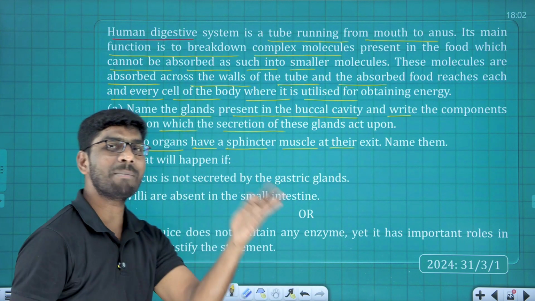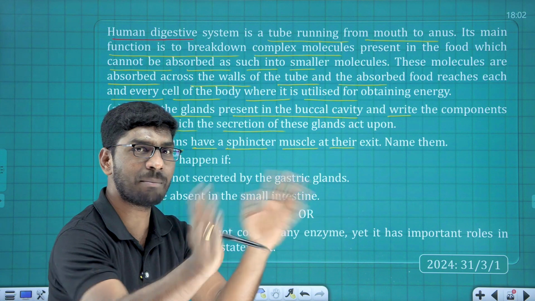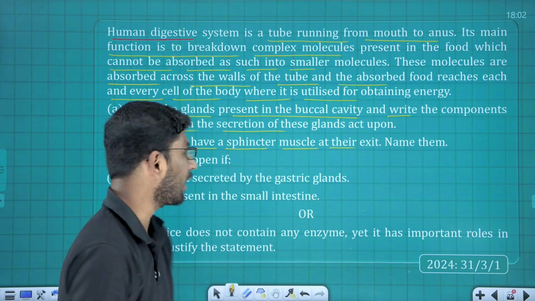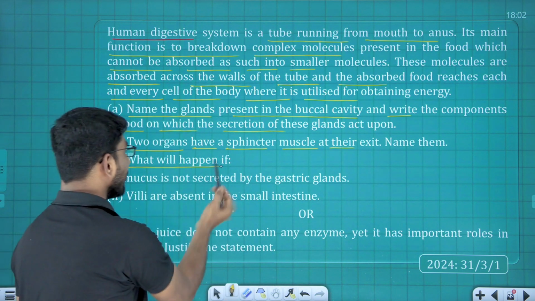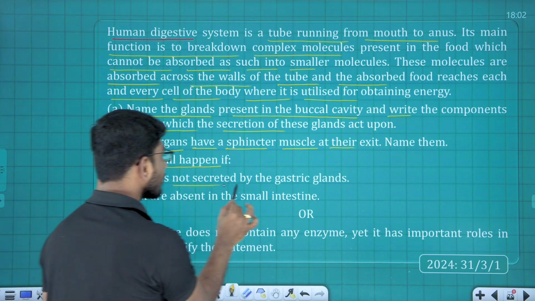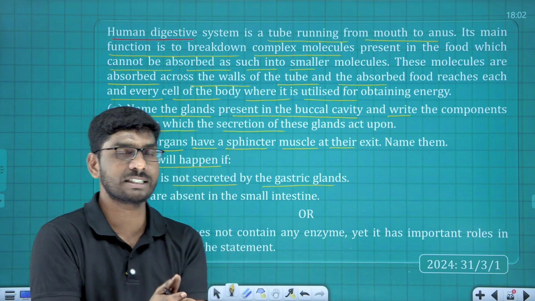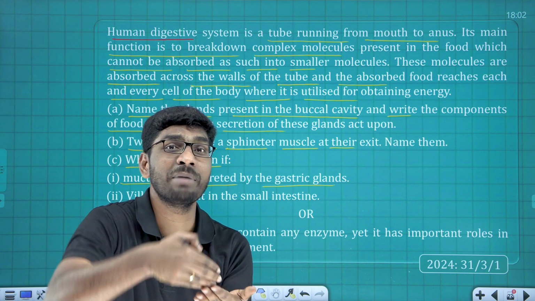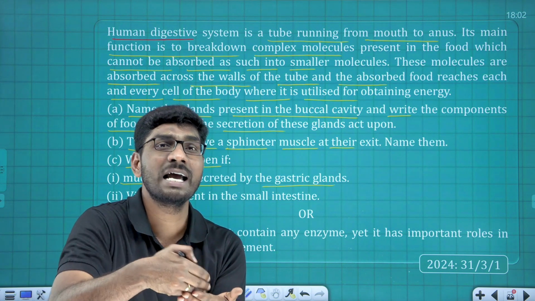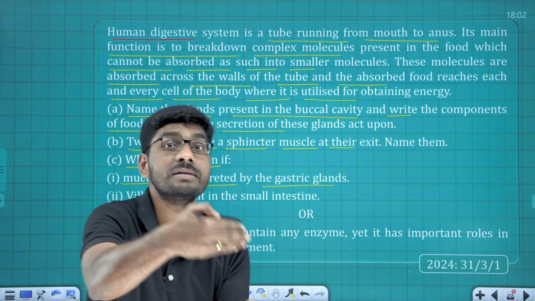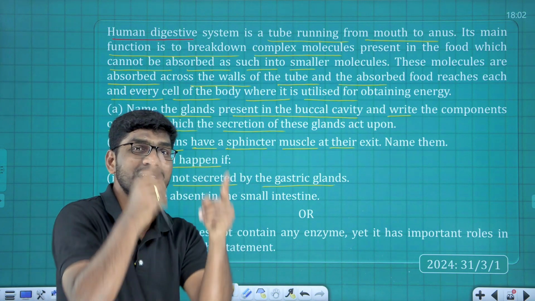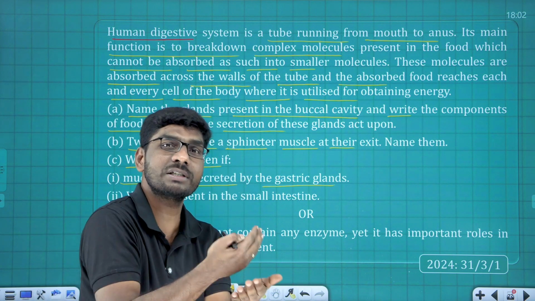Name them. Stomach and intestine, the sphincter. Next, what will happen if mucus is not secreted by the gastric gland? If mucus is not secreted by the gastric gland, the HCl can damage the wall of stomach and cause acidity and ulcer. Remember, mucus is actually protecting the lining of stomach.